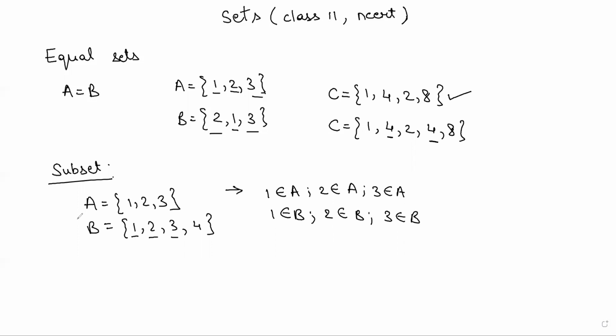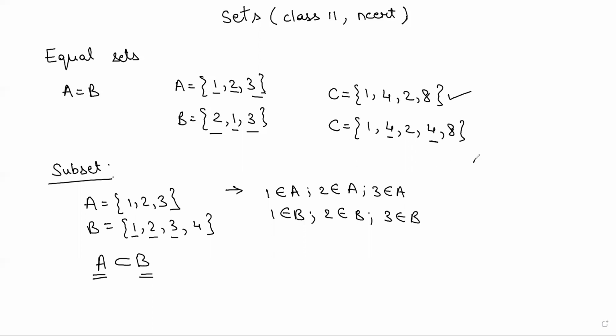Here, what do we have? All elements of A are also elements of B. Therefore, A will be called the subset of B. Now, this is the subset notation. This is how we write subset. So, A is said to be the subset of B. The right-hand side set will always be greater than or equal to set A. The left-hand side will always be less than or equal to the set on the right-hand side.